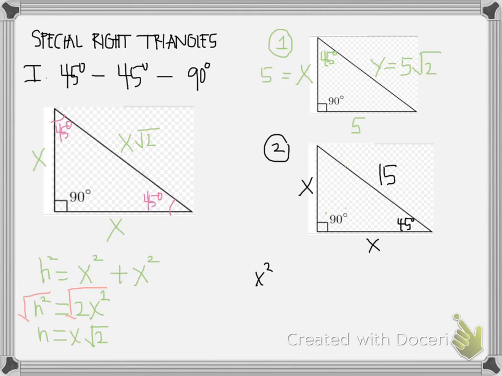So I would say x squared plus x squared is equal to 15 squared. So x squared plus x squared would be 2x squared. Divide both sides by 2. So you're going to get 15 squared divided by 2. And then you'll take the square root of both sides.